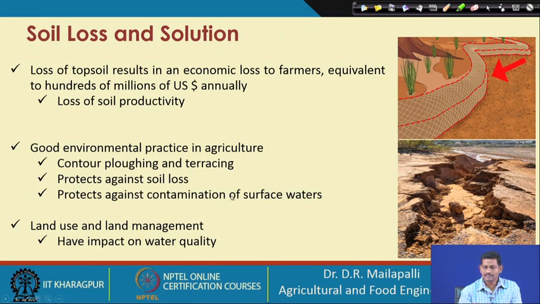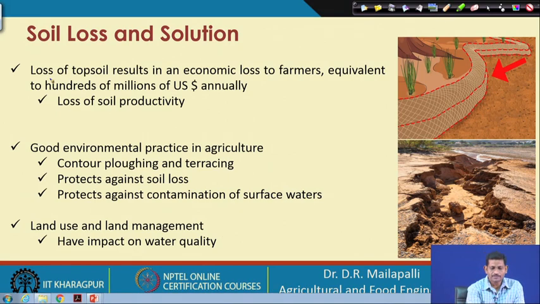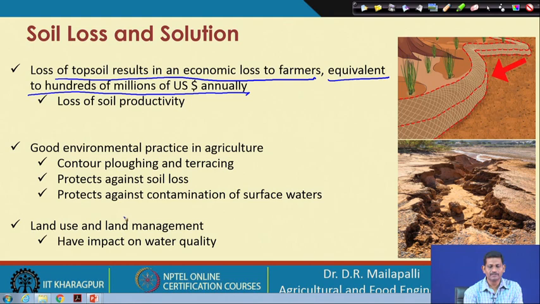And soil loss and the solutions: the loss of topsoil results in economic loss to the farmers, of course, because the topsoil is fertile soil, and once the topsoil has been eroded from the fields, definitely the fertility of the land will decrease, and that affects the crop yield, equivalent to hundreds of millions of US dollars annually.